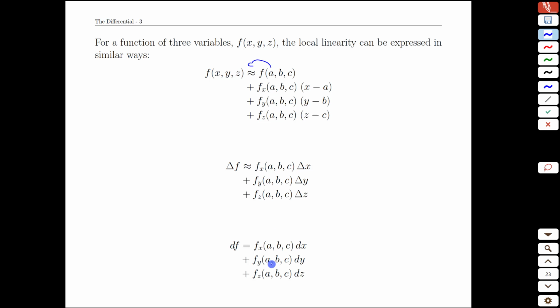The only difference between the two variables and the three variables is adding one more term to each one. We'll see in later videos how we'd actually apply this or try to use this in modeling or in other applications.